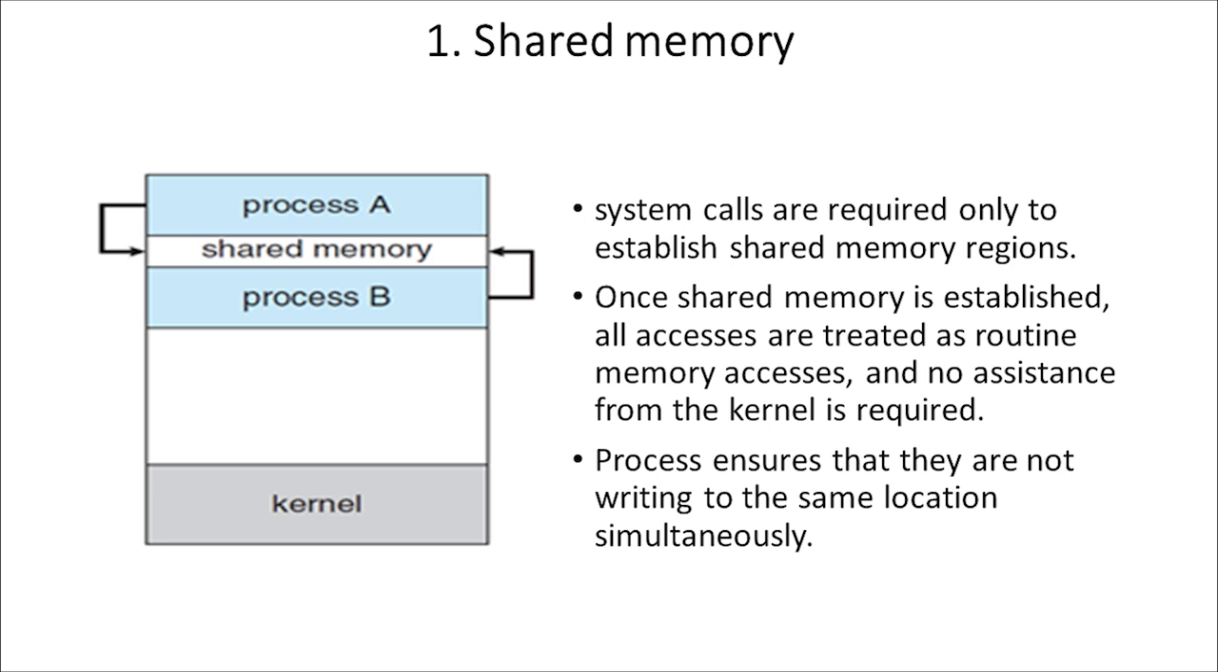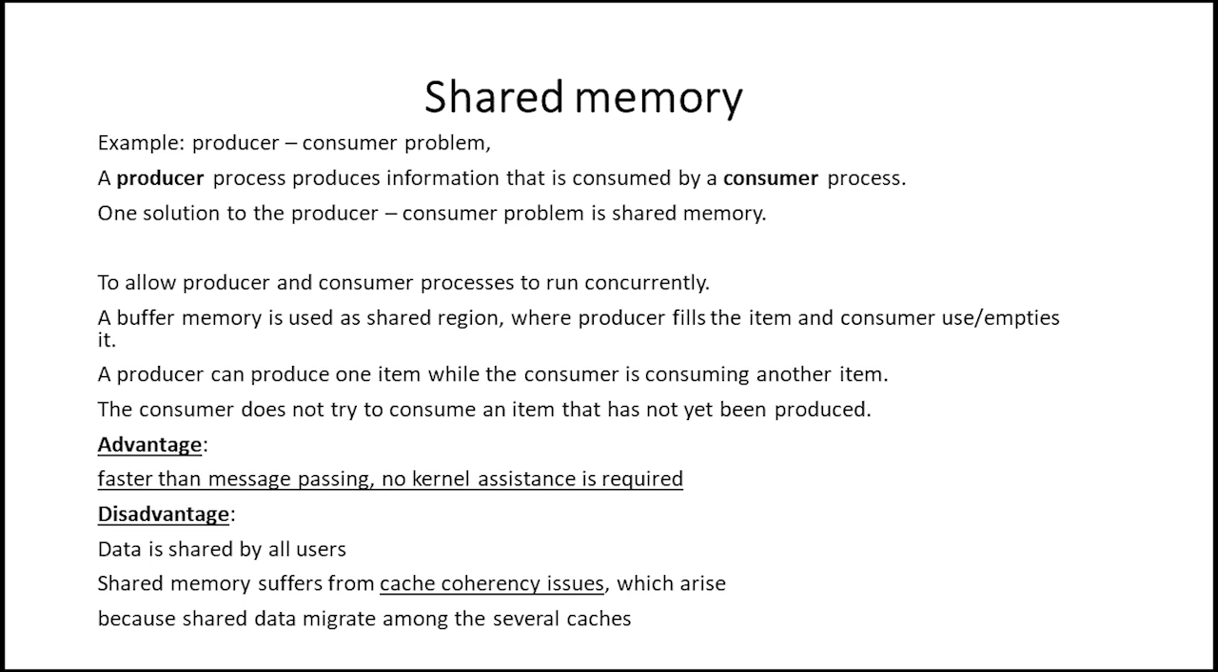So we will see an example for the producer consumer problem. A producer process produces information that is consumed by a consumer process. One solution to the producer consumer problem is shared memory, to allow producer and consumer processes to run concurrently. A buffer memory is used as a shared region where the producer fills the item and the consumer uses or empties it. A producer can produce one item while the consumer is consuming another item. The consumer does not try to consume an item that has not yet been produced.